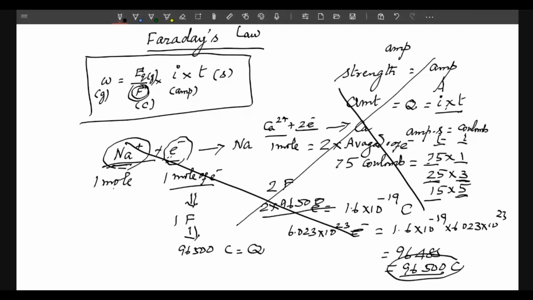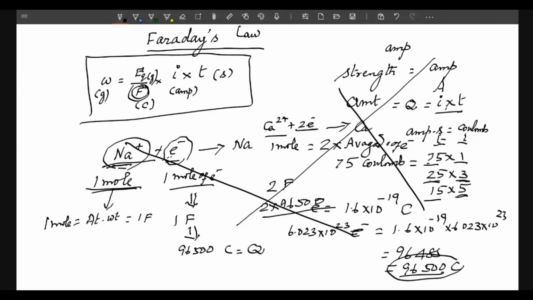Now we have calculated how much electricity is required for the reduction of 1 mole, that is equal to 1 Faraday of electricity. I want to convert this into weight. 1 mole of sodium weight is equal to its atomic weight, so I have to multiply it. 1 mole is equal to 1 atomic weight. Therefore, multiply with the atomic weight and you will get the weight in gram.